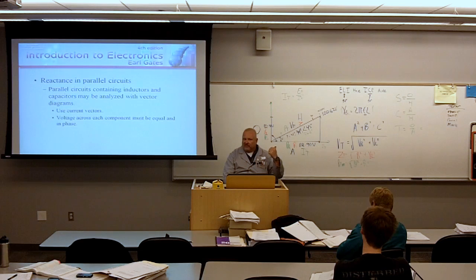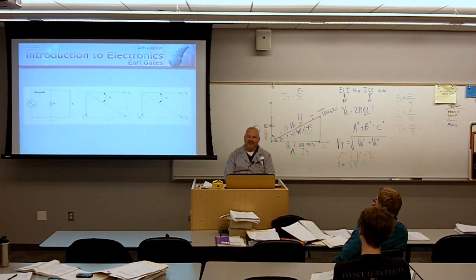Do I need to draw a parallel circuit on the board, or do you remember what it looks like? The tops of all the components are holding hands, the bottoms of all the components are holding hands. So whatever voltage is compared to the top and the bottom, that is a constant value, period, end of story. Make sense? So in a parallel circuit, we have to use current vector diagrams. Voltage across each component must be equal and in phase. Must be. Whose law is that? Kirchhoff's law, parallel circuit. Voltage is constant across a parallel leg. See, I don't have to draw it. It's already been drawn for me.